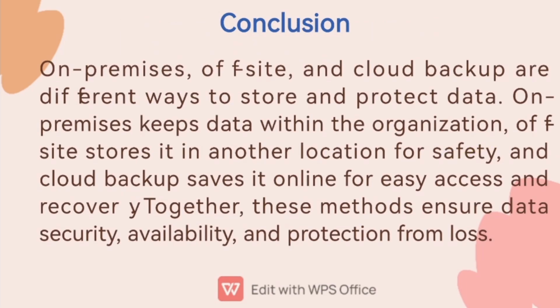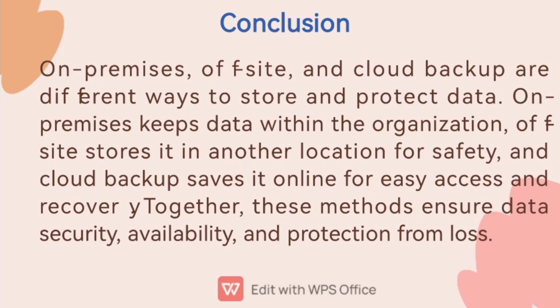So, in conclusion, on-premises, offsite, and cloud backup are different ways to store and protect data. On-premises keeps data within the organization, offsite stores it in another location for safety, and cloud backup saves it online for easy access and recovery. Together, these methods ensure data security, availability, and protection from loss. So you might have on-premises storage for quick, daily access to active files. You might do a nightly cloud backup for easy offsite protection, and for your most critical archives, you might even keep a physical offsite copy in a vault.